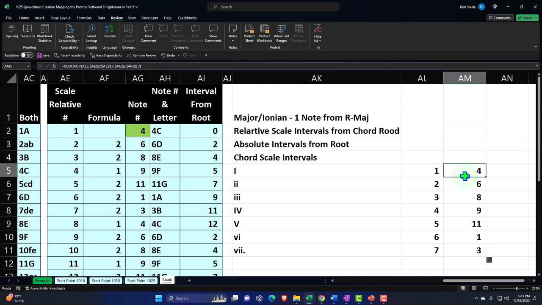And now we've got the 4, 6, 8, 9, 11, 1, 3, which are shown here. Those are useful to memorize the numbers for, because those are the C, which are all of the non-sharp and flat notes, because we're in the key of C. So that's good. The reason I'm using the XLOOKUP and not just saying equal this number is because when we get into the modes and whatnot, it might be a little bit easier to use the XLOOKUP to make sure we're picking up the right numbers.